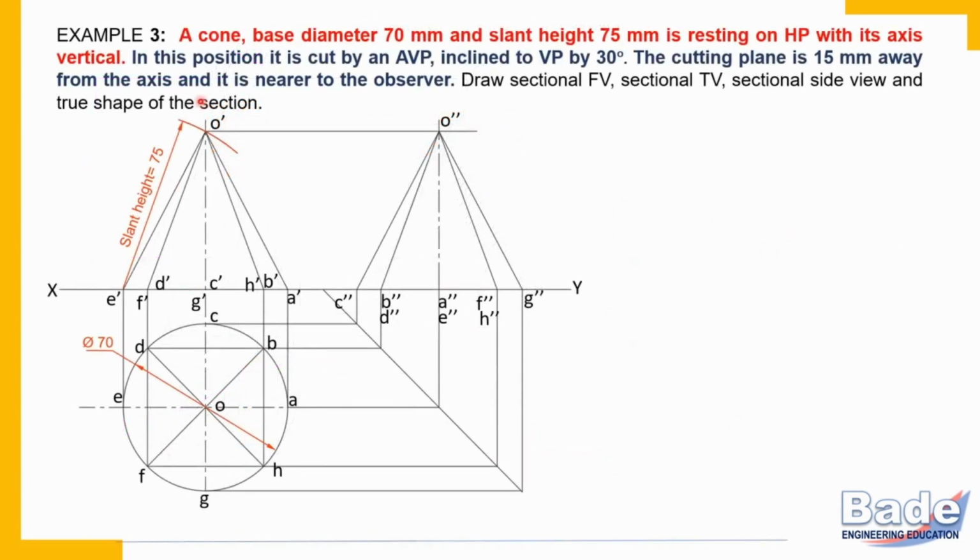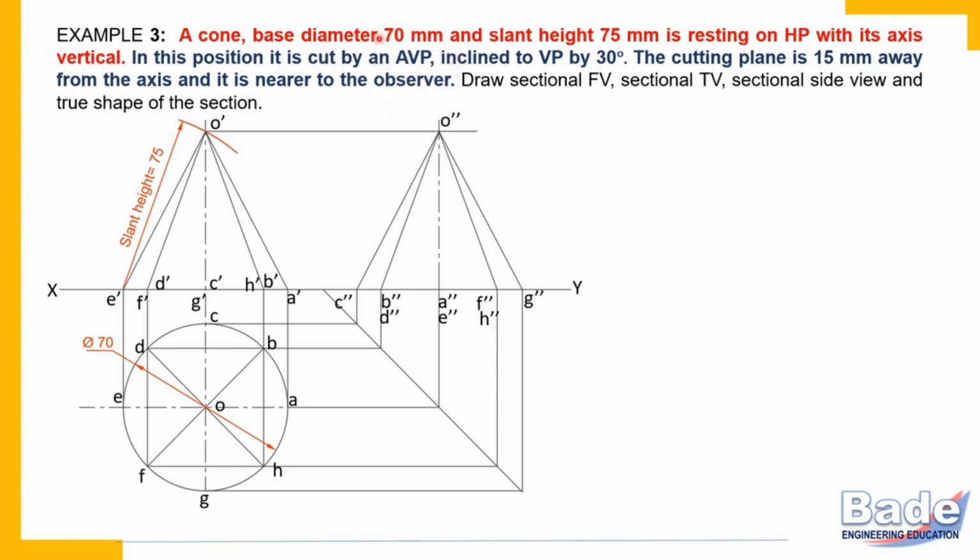Read this problem. A cone base diameter 70 mm and slant height 75 mm is resting on HP with its axis vertical. In this position, it is cut by an AVP. In earlier two problems, it was AIP. In this case, it is AVP. AVP is auxiliary vertical plane. Listen carefully. Auxiliary vertical plane.